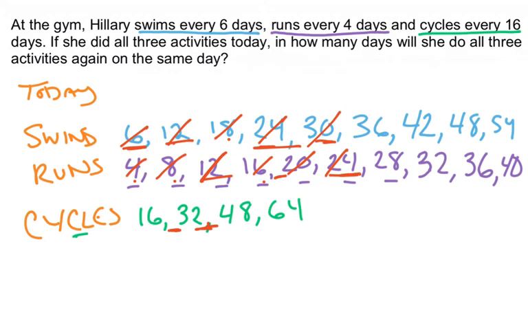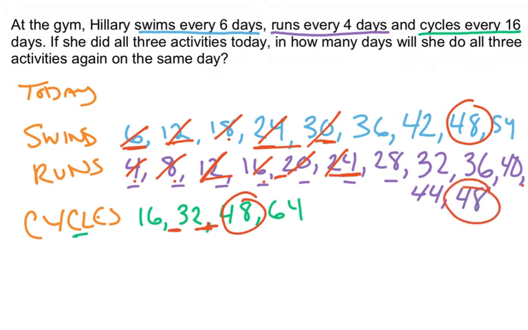Okay, let's see. I see one. I've got 48 here. I've got 48 here. I might have 48 if I keep my list of running going. So that was 4 times 10. 4 times 11 is 44. 4 times 12 is 48. There we go. So 48 is my least common multiple.